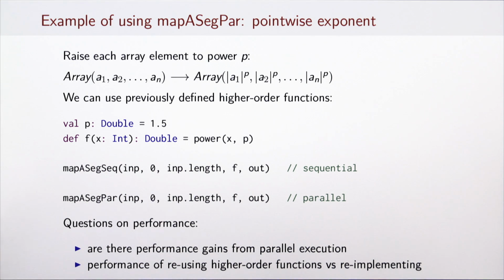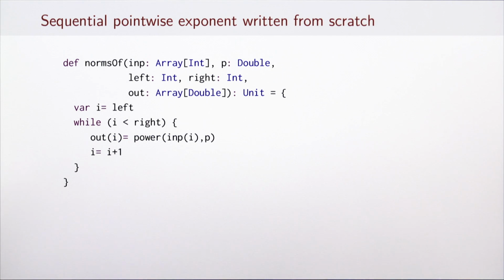So let's see how those examples would look like if we wrote them from scratch. Let's call the resulting function normsOf. So it's simply the map, but specialized to this power function. The function is no longer passed as an argument. It just traverses all elements and fills in the array with powers of the input.